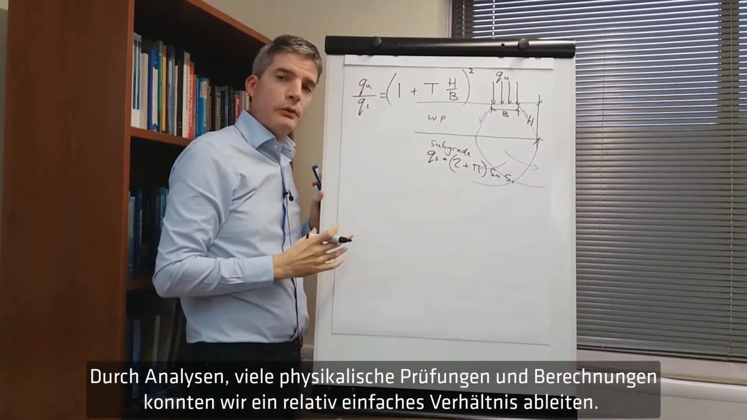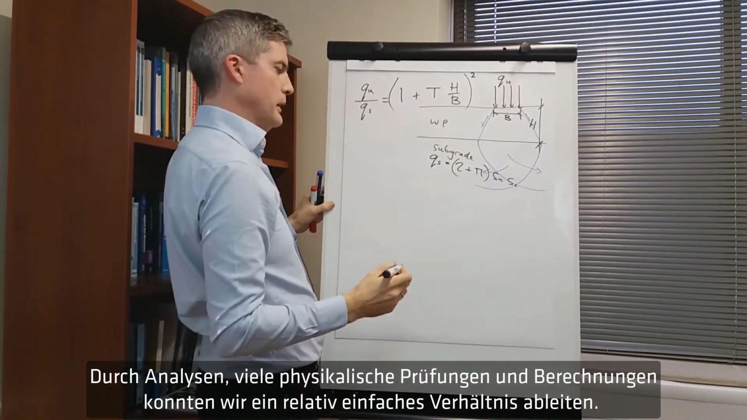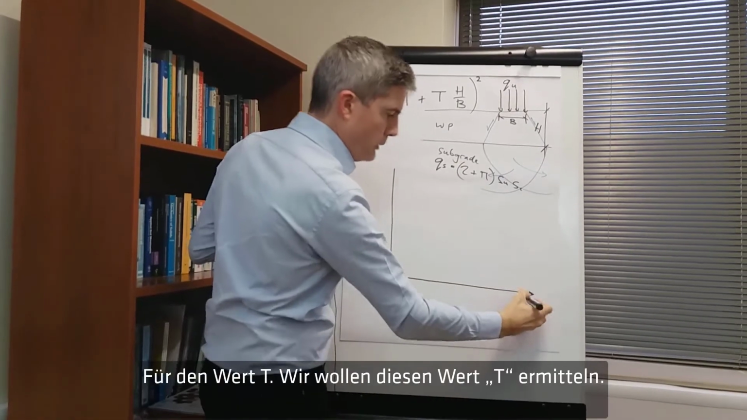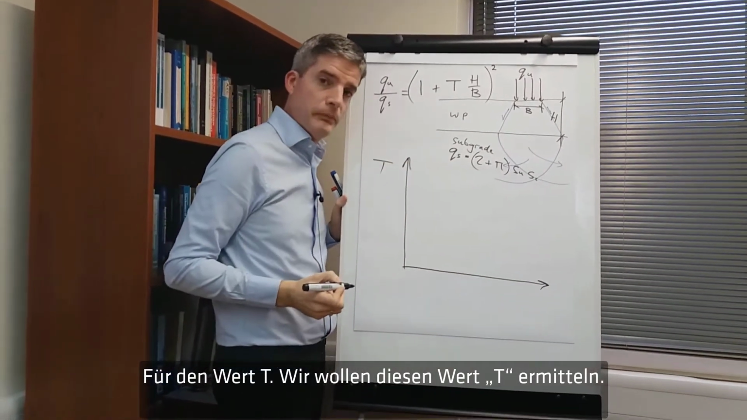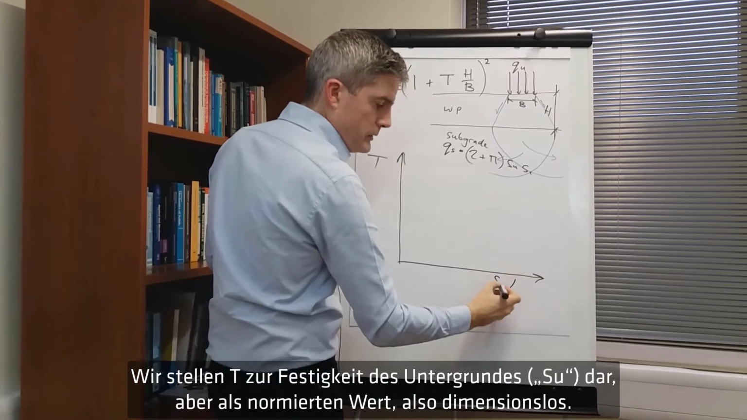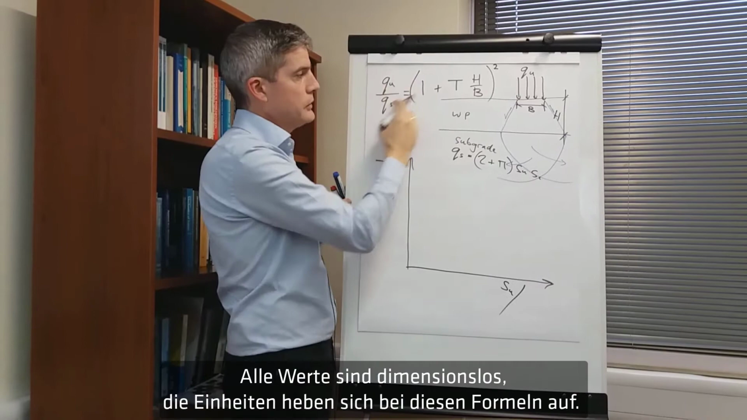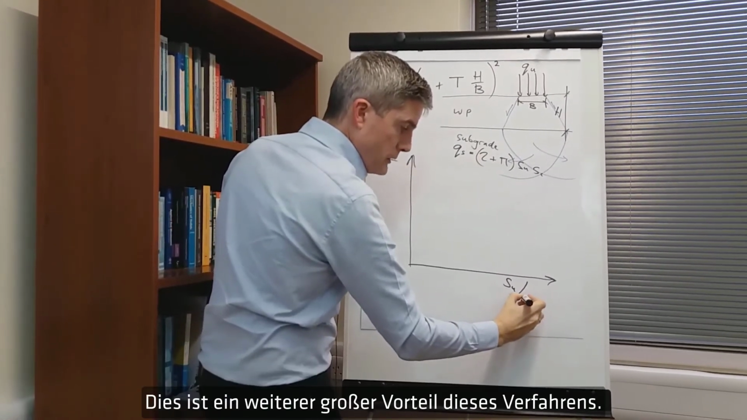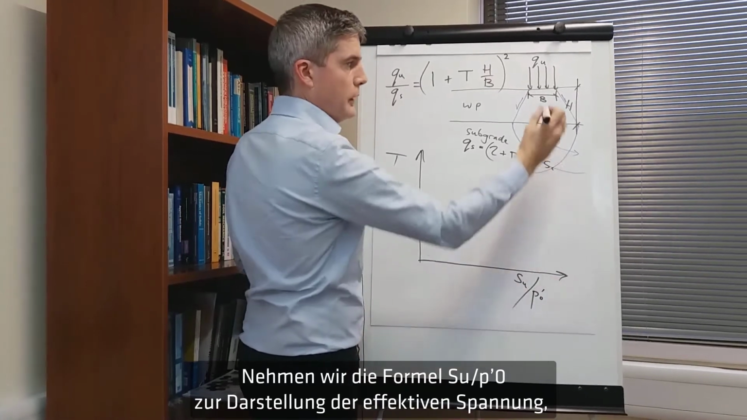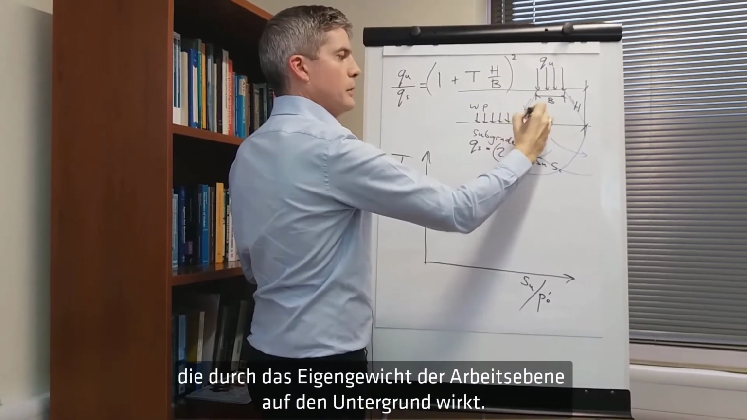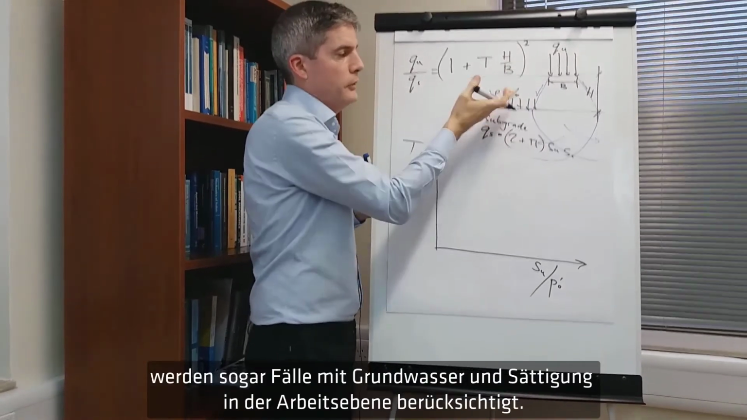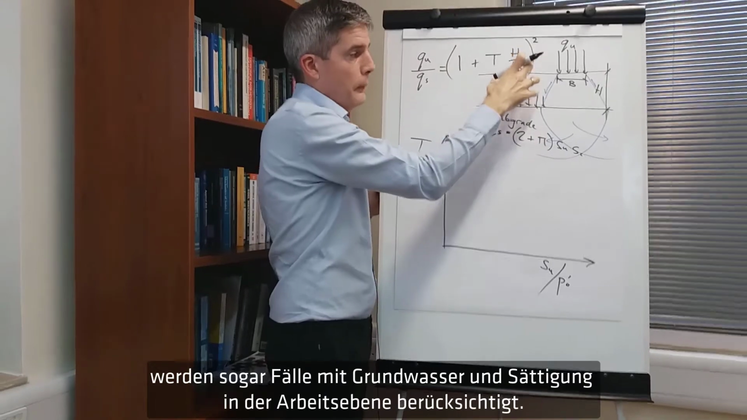By back analyzing a lot of physical testing and numerical analysis, we derived again quite a simple relationship for T. We need to find this value T. If we plot it against the strength of the subgrade, SU, normalized so it's dimensionless, so all the units cancel out in all these expressions, which is another big advantage of the method. We have this expression P prime 0, that is the effective stress on the top of the subgrade due to the self-weight of the platform. And because it's in terms of effective stress, it even takes account of cases where we have groundwater and saturation within the platform.